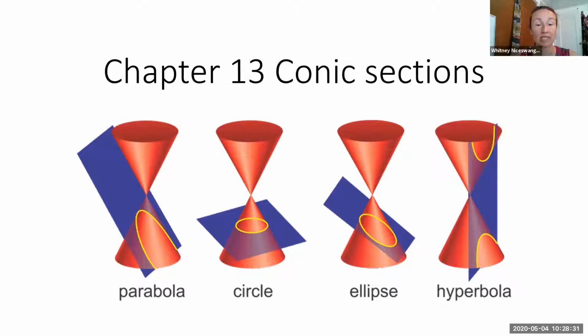In the second, if you slice it horizontally, you can get a circle. If you slice at a funny angle, you can get an ellipse, which is a stretched circle. And if you slice totally vertically, you get a hyperbola, which is basically two parabolas. So the parabola, circle, ellipse, and hyperbola are the shapes in yellow that you see. The stuff in red is the cone, and the stuff in blue is the plane that is slicing through that cone. So these are what conic sections are. And they each have their own graph and their own equation.